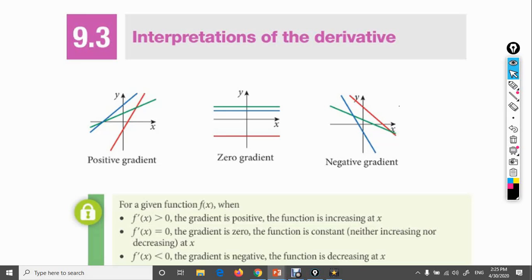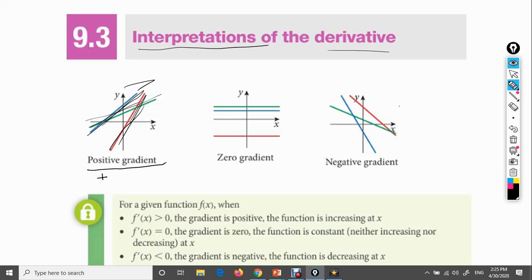Very well, so we continue now with 9.3, which is a section that talks about interpretations of the derivative. On this graph to the left, we have something that says positive gradient. Notice that these are all straight lines going up, and if you look at them from left to right, they're going in the upwards direction. So that's why this is what's called a positive gradient.